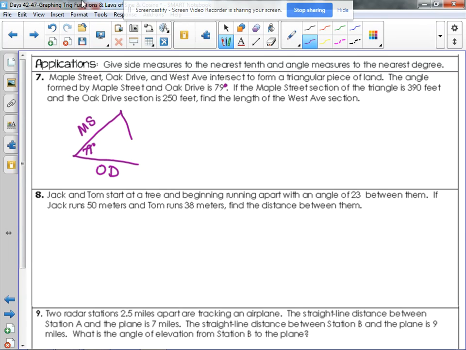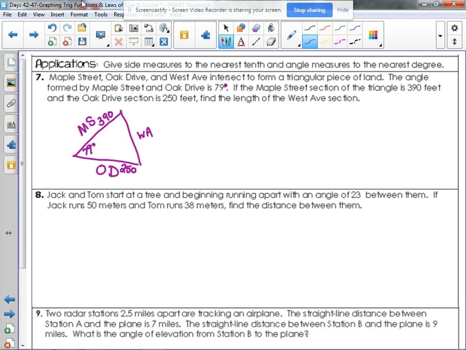So then that means that West Avenue is our other side over here. So let's see what else they tell us. If the Maple Street section of the triangle is 390 feet, so that side of our triangle is 390, and the Oak Drive section is 250. What is the length of the West Avenue section?